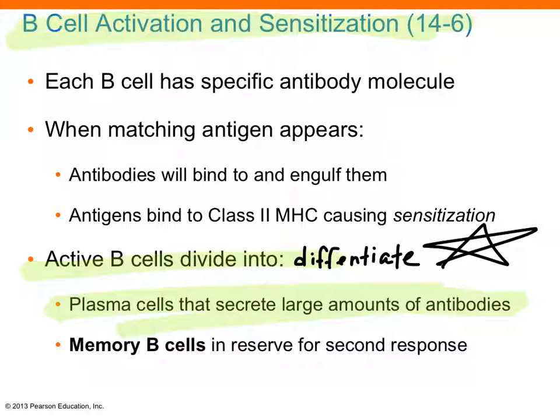Now let's talk about B cell activation and sensitization. Each B cell has a specific antibody molecule. When matching antigens appear, the antibodies will bind to engulf them, and antigens bind to class 2 MHC, causing sensitization. B cells divide into plasma cells that secrete large amounts of antibodies, or B cells will differentiate. Make sure you know that. And B cells can also have memory B cells in reserve for a rapid second response.